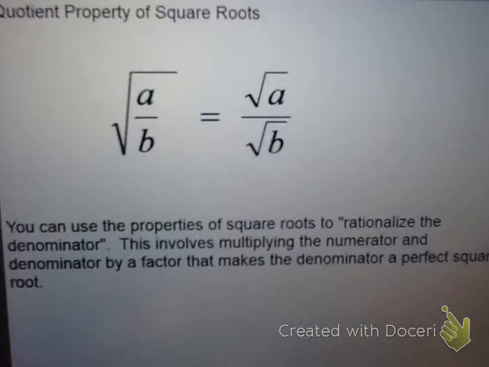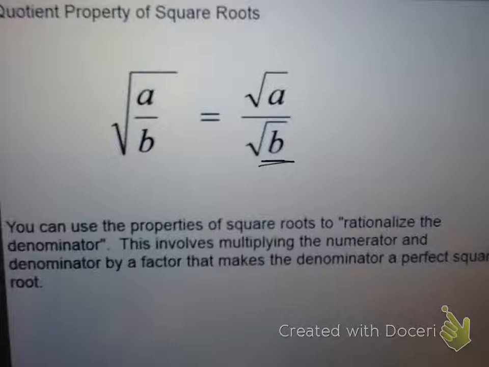Now, the quotient property of a square root: when you have a fraction inside of a radical, you can separate it, putting the numerator in its own radical and the denominator in its own radical. It's okay to have a radical in the numerator, but you cannot have a radical in the denominator. So you have to get rid of that.